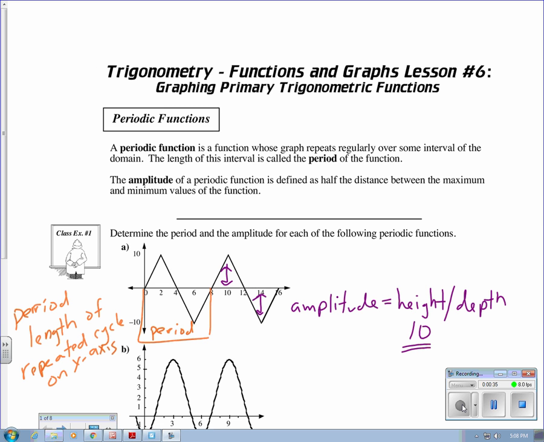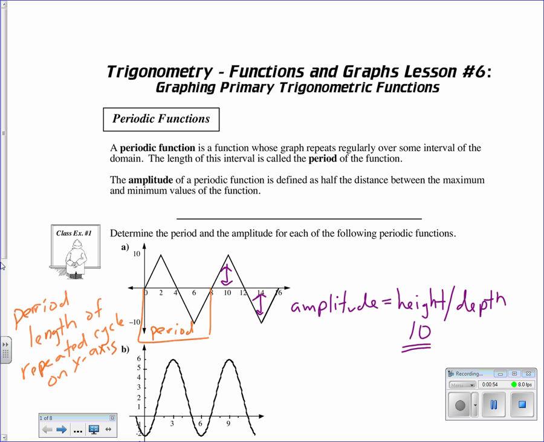Amplitude of a periodic function is defined as the distance between the maximum and minimum values of the function. Generally, you can find a middle line that cuts the graph symmetrically and measure the height up and down from that. So I've done a little bit of work in anticipation of this lesson.